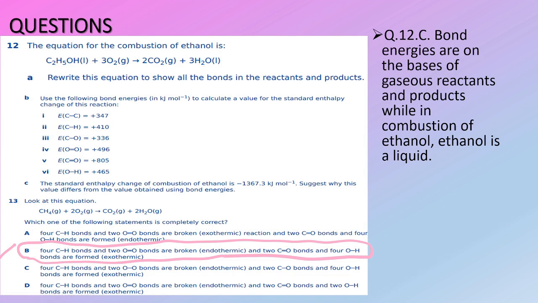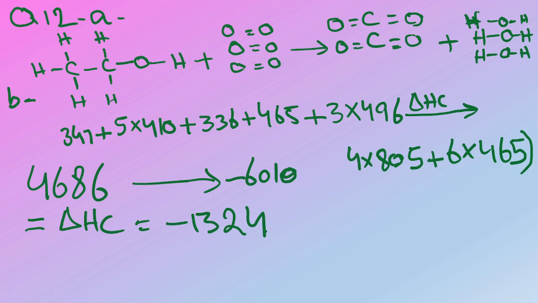These are other questions. Question number 12. 12 part C, the answer is given here. For the other one, 12 part A, this is the equation. For 12 part B, I have just put in the values for your ease, or you can solve them yourself. So at the end, we got delta H equal to minus 1324.